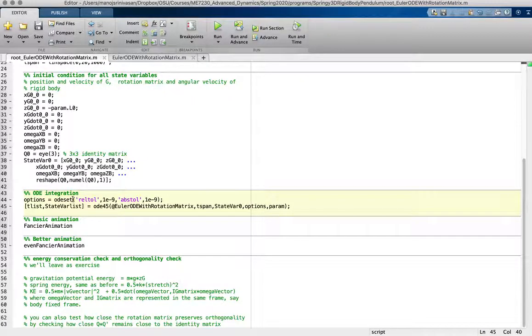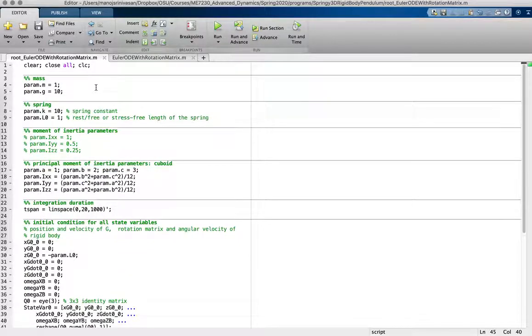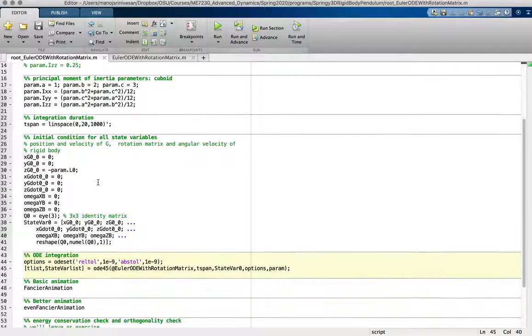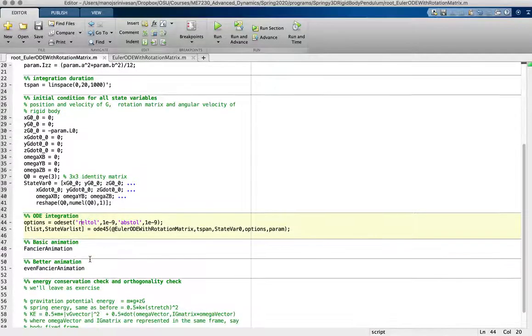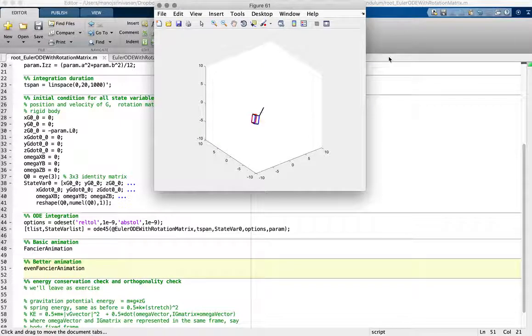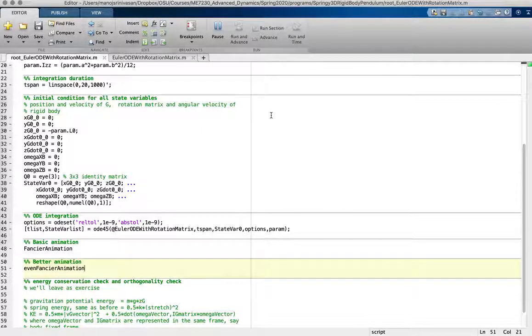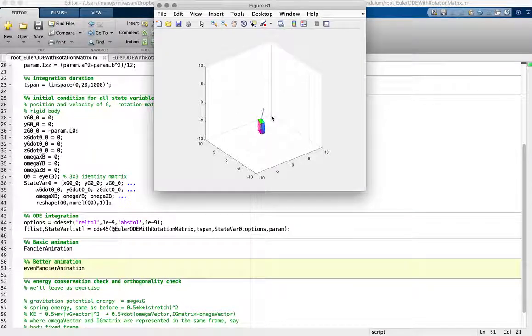Now let's run it. So in this root file, we defined all the parameters, the initial conditions, did the ODE integration, and then animations. Let's see what the animation looks like. So that looks plausible, right? It's falling down, but it's being pulled up by the spring, and it's bouncing around, and it will persist bouncing around forever because there is no damping. So because there is no damping, it will bounce around forever.